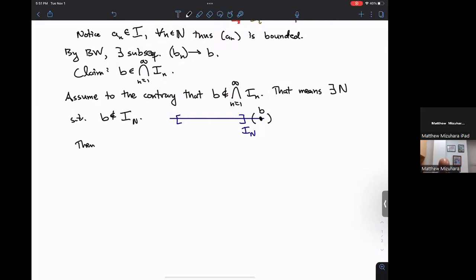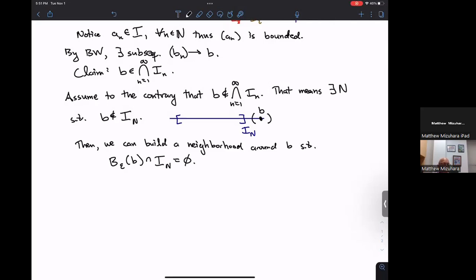So then we can build a neighborhood around b such that, let me call it this epsilon neighborhood of b, intersect that interval is empty. Now I'm being a little intuitive about this, right? Because I haven't actually told you how to compute this interval or this neighborhood.